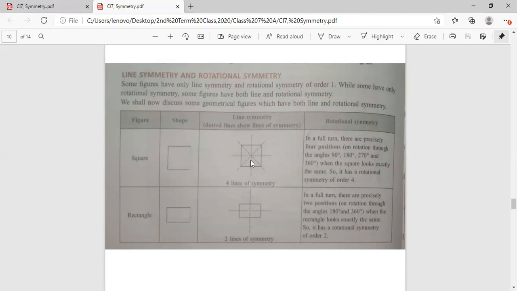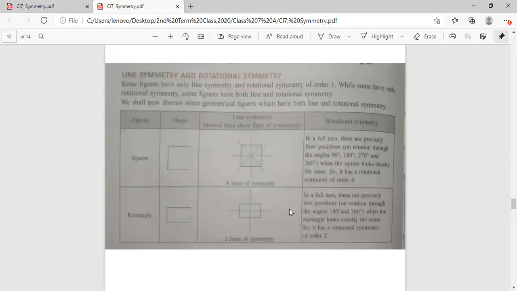Square has lines of symmetry, 4 lines of symmetry. And also rotational symmetry, I've already seen it is 4, isn't it? And rotates through 90, 180, 270, and 360. So angular rotation is 90-degree. At 90-degree, it looks exactly the same. Again, 180. So first, it looks exactly the same at 90-degree. Here, first, it looks exactly the same at 180.